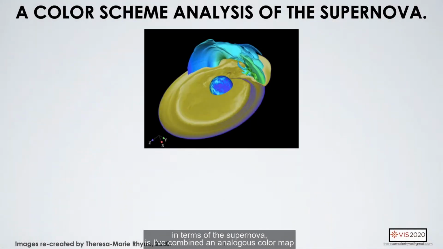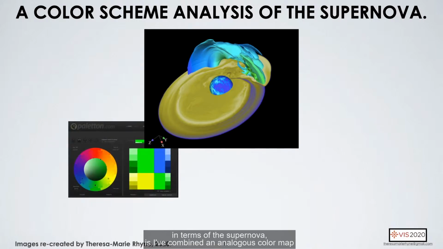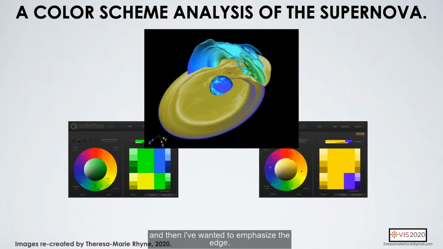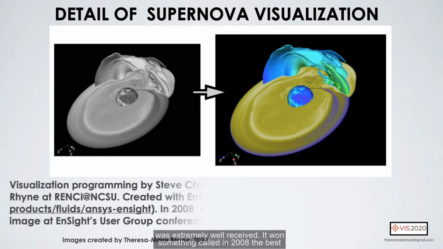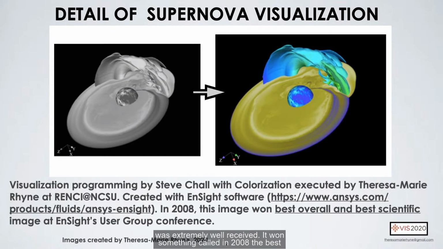What I've done in terms of the supernova is I've combined an analogous color map of green, blue, and yellow to create the yellow center of the neutron star. And then I wanted to emphasize the edge. In terms of visualization, our scientists told me that we needed to have the edge visualized, and I put purple around it. And it came off pretty good. This visualization was extremely well received. It won, in 2008, the best overall image and best scientific image at Insight's user group. This is really great.